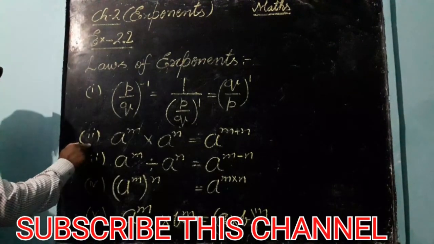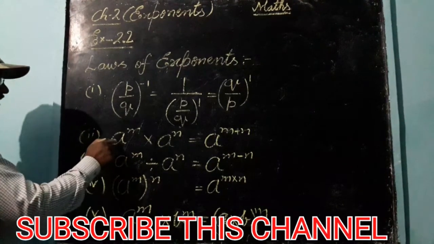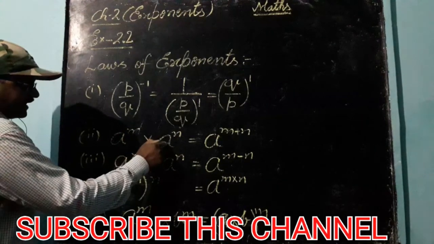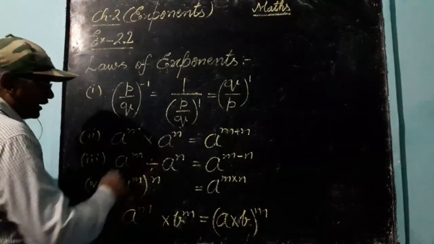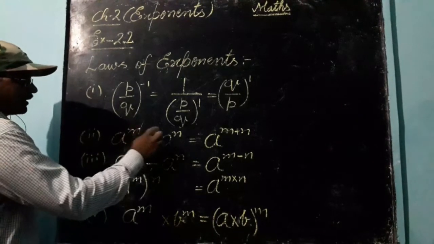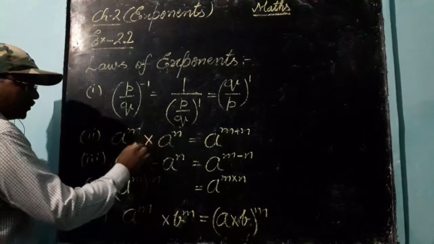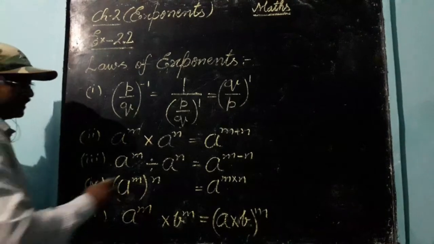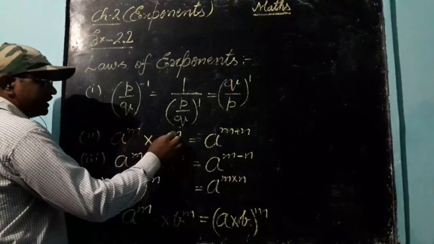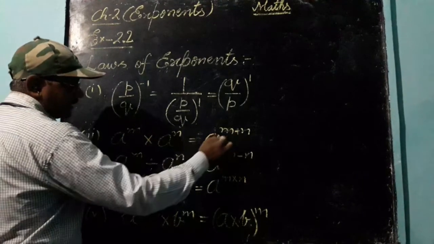Now second rule: base a to power m into base a to power n. If the bases are the same, then the powers will add due to multiplication. So here the base is written one time and the powers just add, m plus n. Clear?